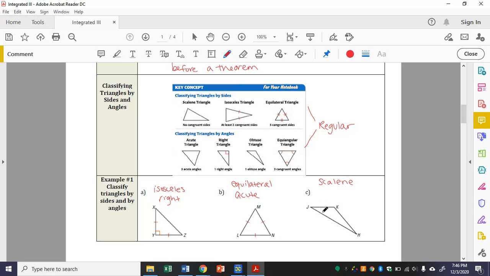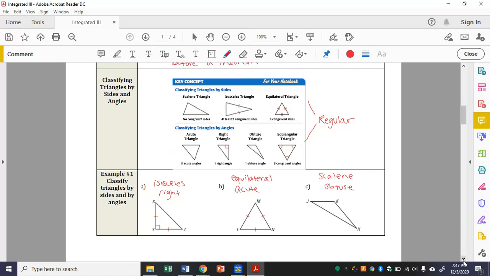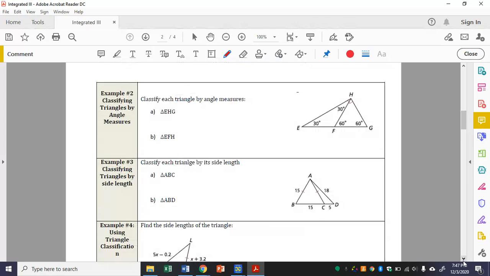And if I can look at my angles here, I notice that we have one large angle here, and this looks like it's larger than 90 degrees, right? So this is going to be an obtuse angle, which makes it an obtuse triangle. All right.